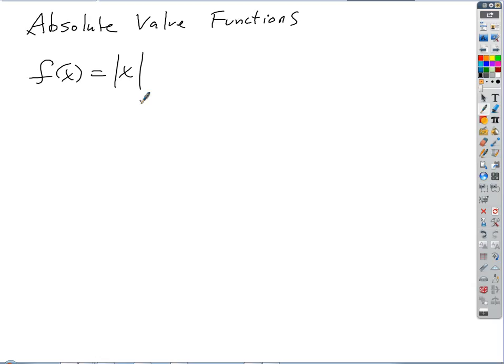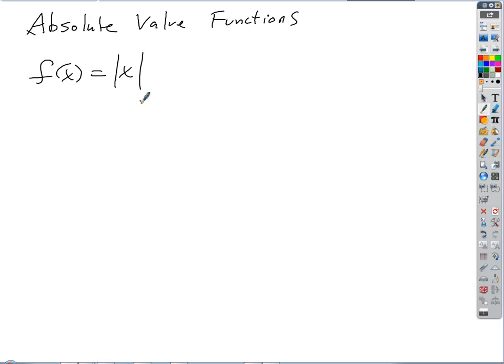Okay, it's always positive. So if I put in a positive answer, what's it do? It doesn't do a thing, right? If I put in a positive number, it just stays the same. But if I put in a negative number, what's it do? Okay, how do you change a negative number to positive? What do you do? Multiply by negative 1. Exactly. And that always gives us the opposite, right?